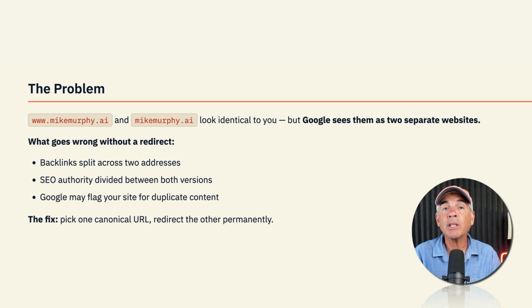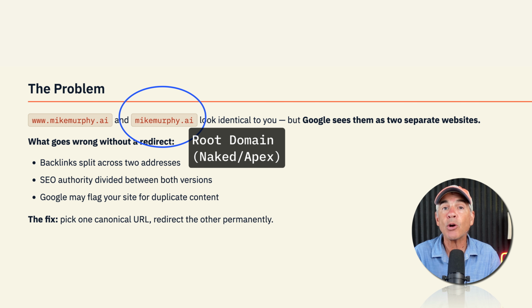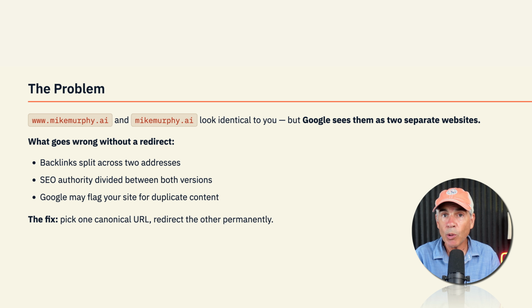So I am building a brand new website. The domain is mikemurphy.ai. So that is the root domain, also known as the naked or the apex domain. I want to make sure that when somebody opens up a web browser to visit my website, it does not matter if they type in www.mikemurphy.ai or they just enter the root, even though the www and the root or the naked URL take people to the exact same website and page.